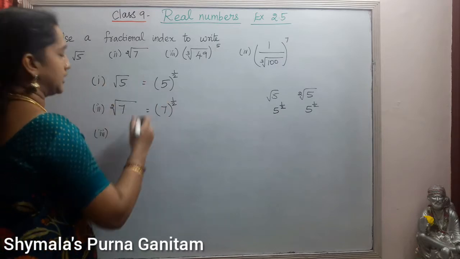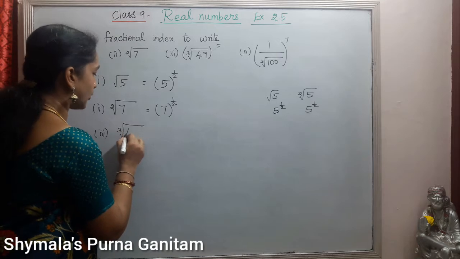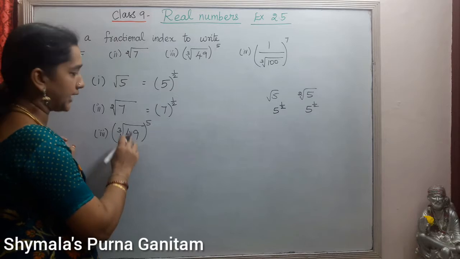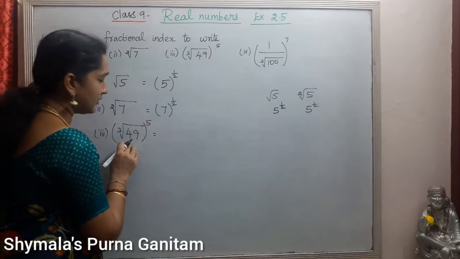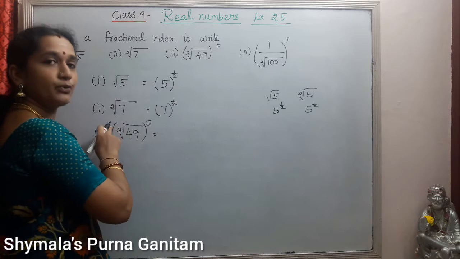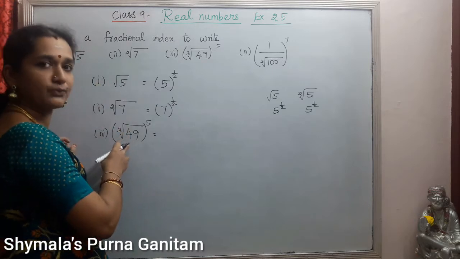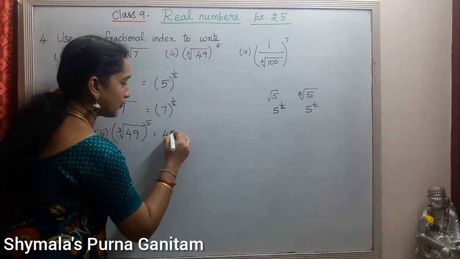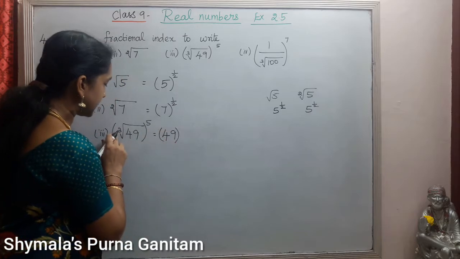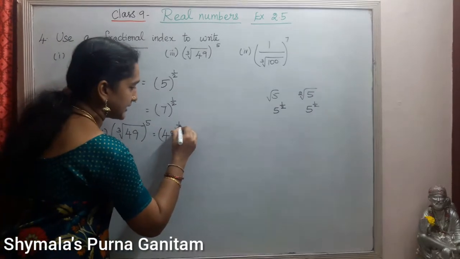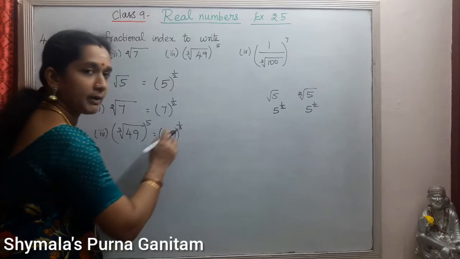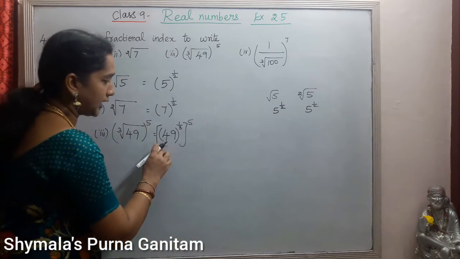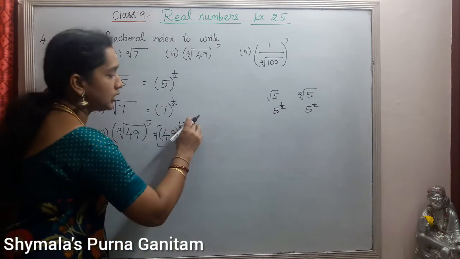Then the third one is cube root of 49 whole power 5. We don't have any value for this 49, that is, we cannot write this 49 as a power of 3. It is only 7 squared. So we will leave that as it is. So 49 whole power, since this is cube root, we can write this as 1 by 3. 49 whole power 1 by 3 to the power 5. This is the meaning.